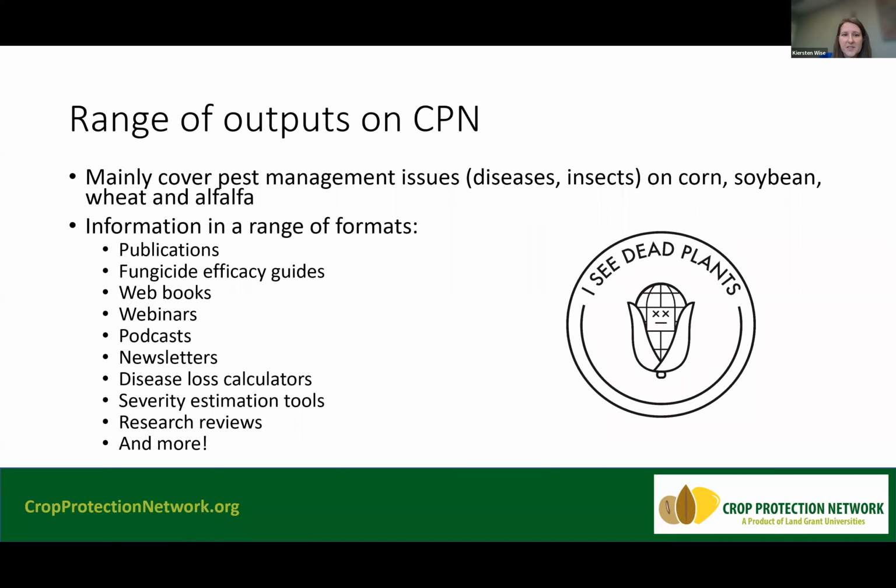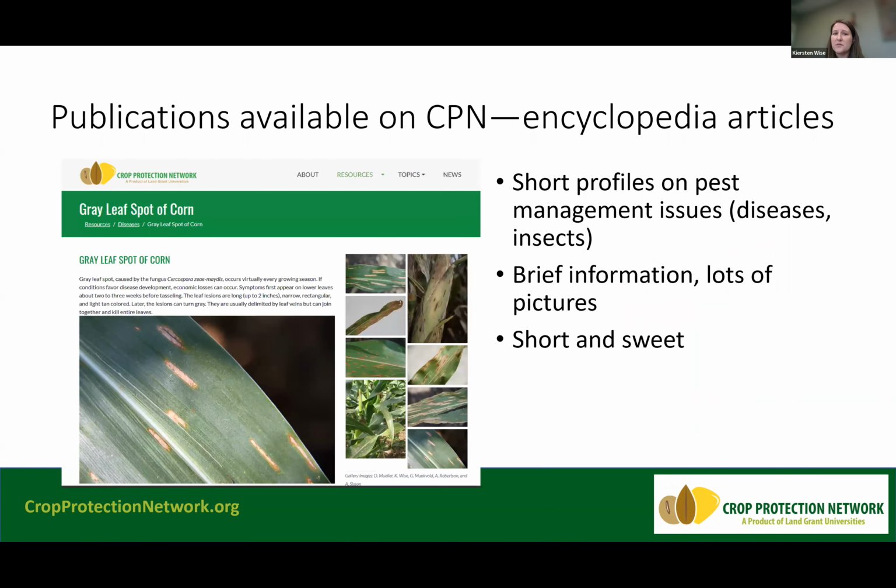Now, I often get asked about some of these, so I'm just going to take a few quick minutes to highlight some of our key outputs that a lot of people like to use. If you aren't aware of them, these are some of the tools that are available. The first is probably one of our more impactful outputs. We call them encyclopedia articles. They're just short little profiles on a lot of the pest managements, and we have these for both diseases and some insect pests as well.